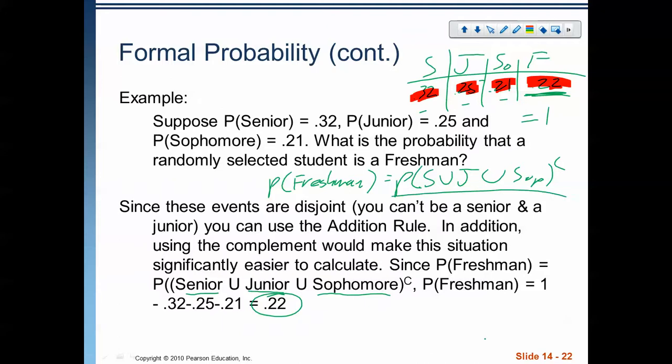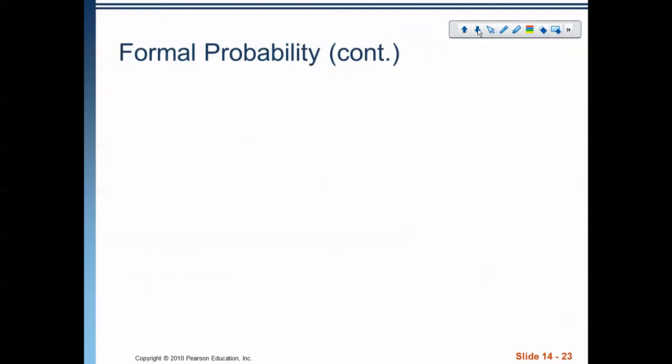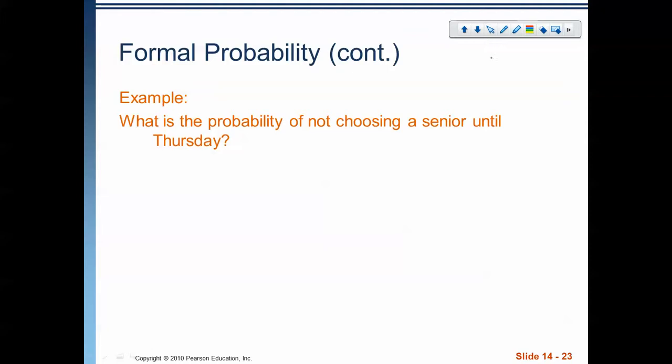So again, it's all about the framing of the question, and you can use some of these rules to be flexible in how you find the numbers. But you've got to read the question appropriately. I've got a couple more here. What is the probability of not choosing a senior until Thursday? Okay, so we've got to think about what this situation is telling us.